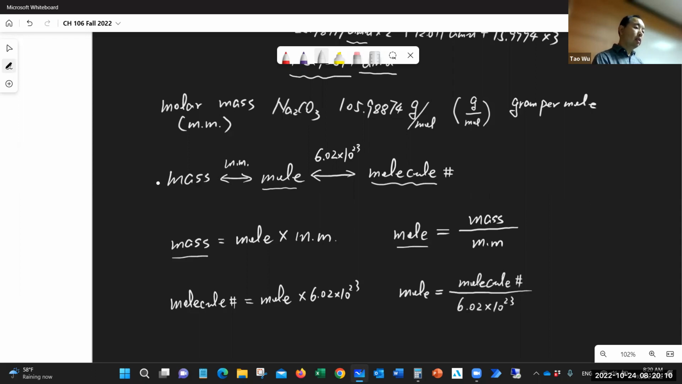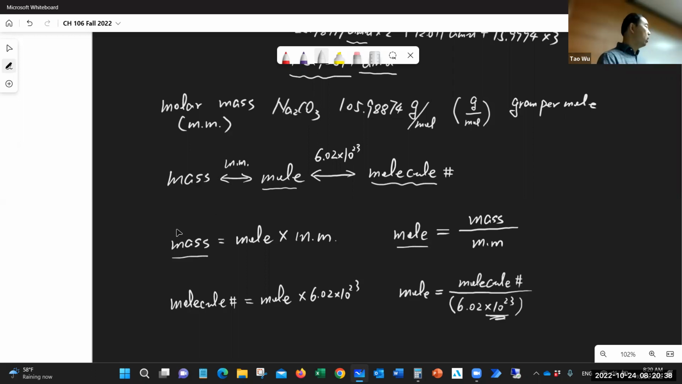Okay, and last time we talked about when you divide by 6.02 times 10 to the 23rd, you have to have parentheses to cover the whole number, the Avogadro's number, including the exponential part. Otherwise you will get a wrong calculation in your calculator. So you have to have the parentheses.